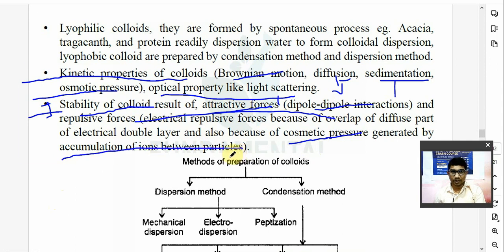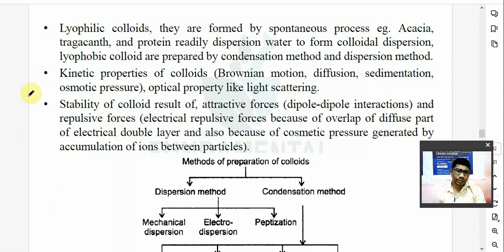between the particles. So there is kinetic property and also electrical property. Kinetic property of colloids and electrical property of colloids. So tomorrow we'll see this remaining part: kinetic property, electrical property, and DLVO theory and instability of colloid.